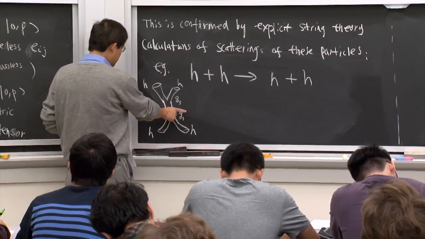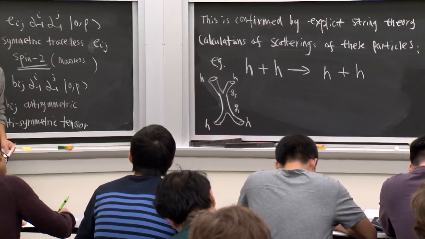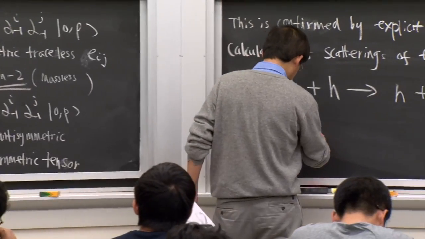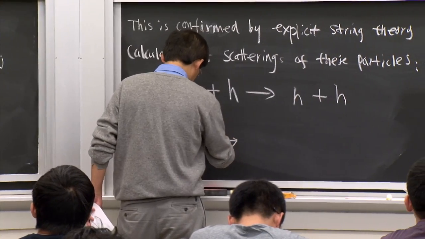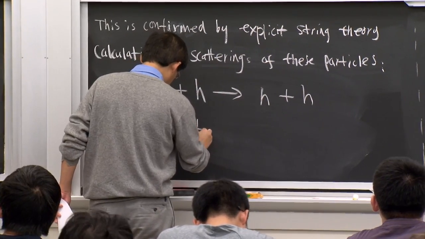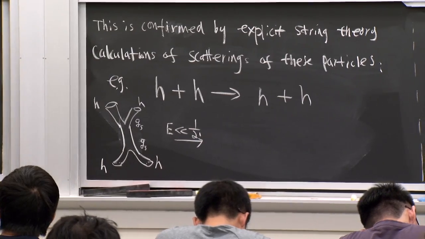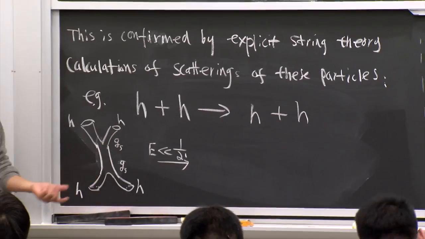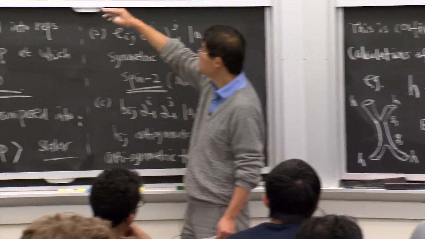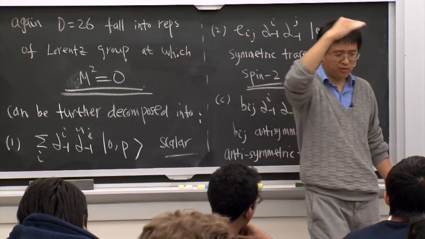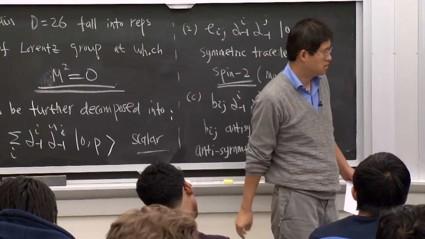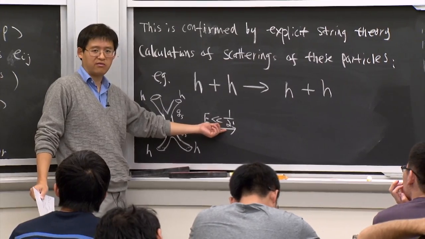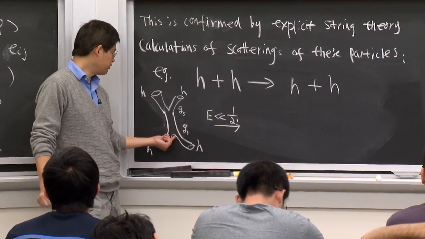So this would be the process in string theory. So now, if you go to low energies, say low energies means if you consider the energy of the initial and the final particles to be much, much smaller than 1 over alpha prime. So remember, 1 over alpha prime is the scale which goes from massless to massive particles. So if you consider a very low energy process, where E is much, much smaller than 1 over alpha prime, then the contribution of the mass.